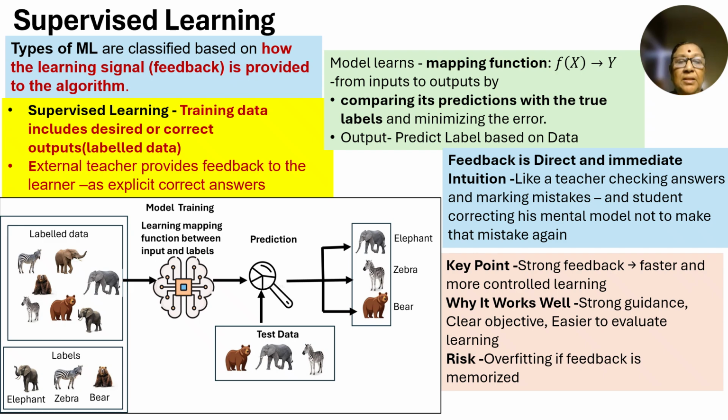And because of this labeled data, it works very well. It has got strong guidance, clear objective, and evaluation can be done effectively. Only problem is there is a chance of overfitting happening, because the mapping between the input and output can be exact. So that is one problem.